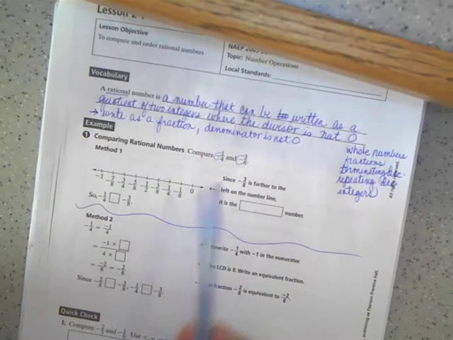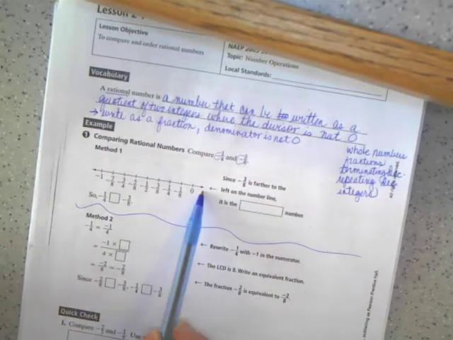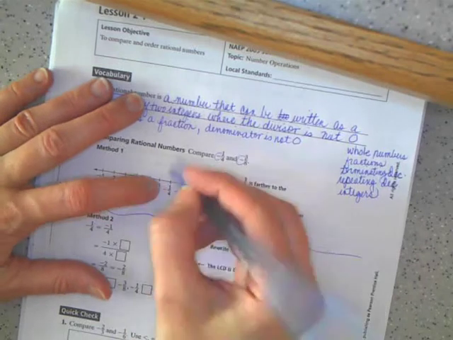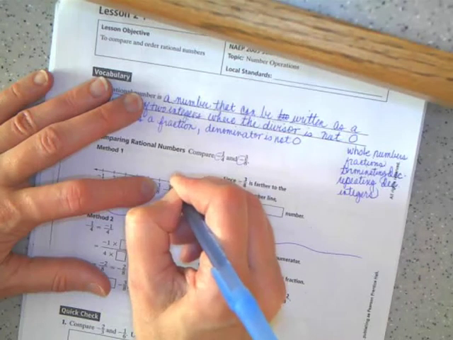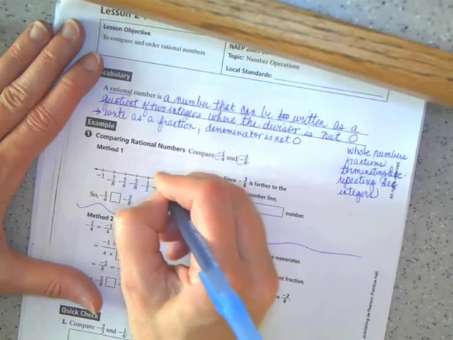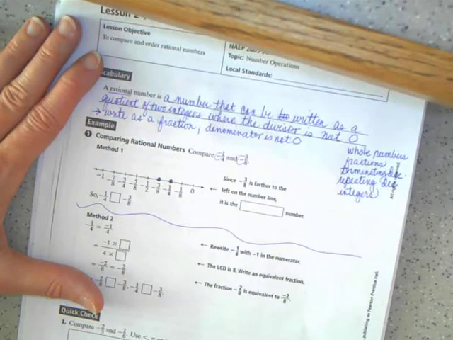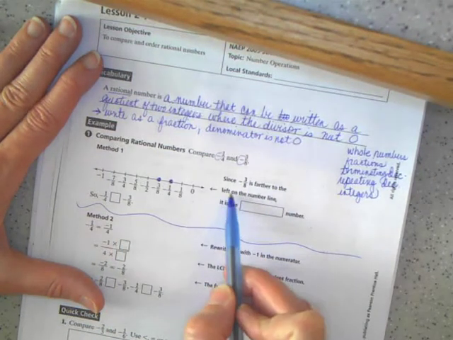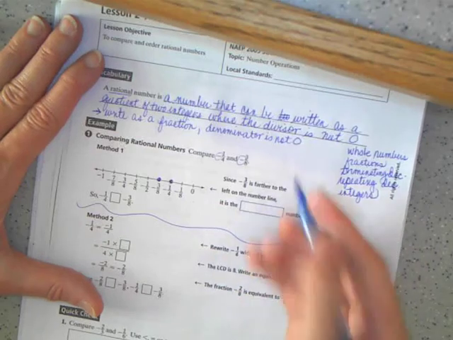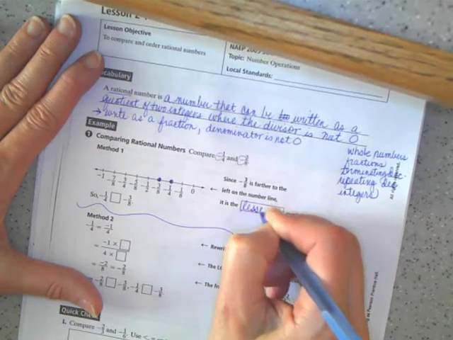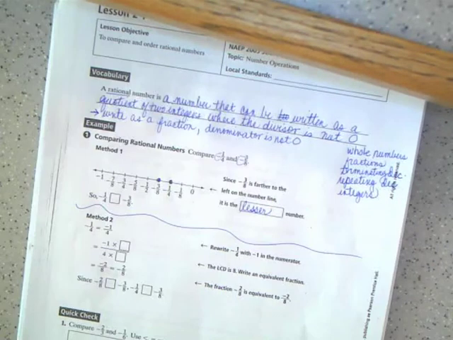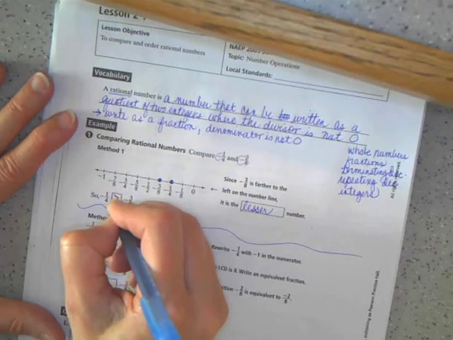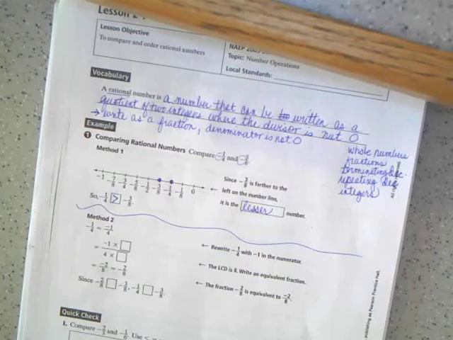Okay, so what we can do is we have a number line here and we can plot them on the number line. So negative 1/4 is right here, and I'm going to plot that. And negative 3/8 is right there. Since negative 3/8 is farther to the left on the number line, it is the lesser number. Okay, so negative 1/4 is going to be greater than negative 3/8.